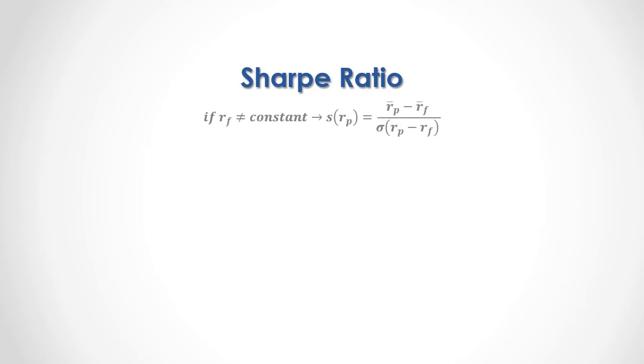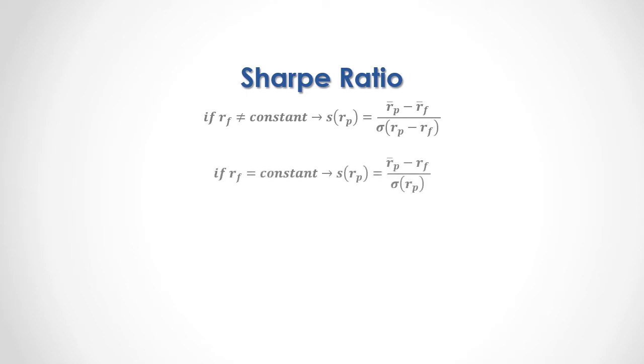If the risk-free rate of return is not constant through time, and here we'll be using the example of the ex post or realized Sharpe ratio, we have that the portfolio return Sharpe ratio is equal to, and within the numerator we have the portfolio returns mean minus the risk-free rate of return mean, which is then divided by the risk premium standard deviation. Again, risk premium as a difference between portfolio returns minus the risk-free rate of return.